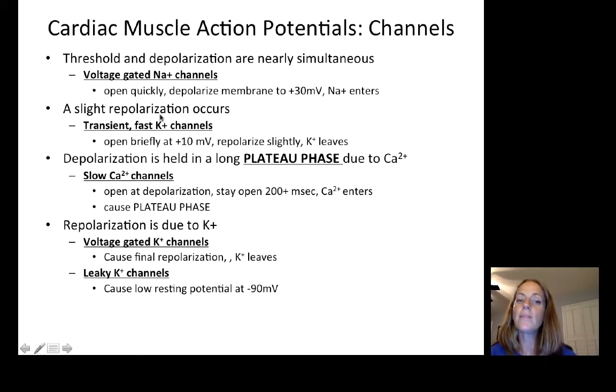And then we'll get a little bit of a repolarization as the potassium channels open. They're going to open briefly at +10 and repolarize slightly. Depolarization is then going to be held or sustained by the addition of calcium channels. These calcium channels are slow and they're going to stay open for a long time. Calcium is going to continue to enter to hold the depolarization in a plateau. Then the potassium channels can take over and cause the final repolarization as potassium leaves. And they will cause the low resting potential as well, at -90.